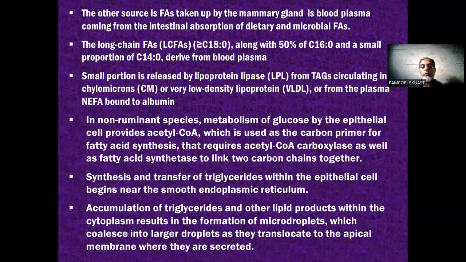Synthesis and transfer of triglycerides within the epithelial cell begins near the smooth endoplasmic reticulum. In the smooth endoplasmic reticulum, the accumulation of these triglycerides and other lipid products within the cytoplasm results in the formation of micro droplets, which coalesce into large droplets as they translocate to the apical membrane, where they are then secreted as membrane-bound fat droplets. That's the route these milk fats take from the epithelial cells into the lumen, or into the milk.